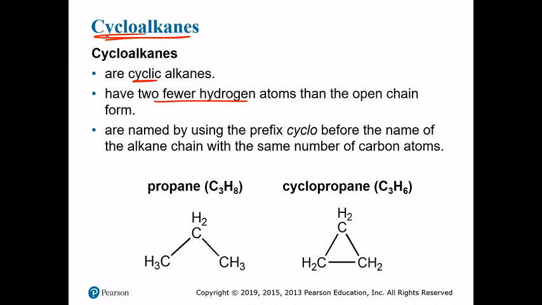The naming convention for these is very similar to the straight chains. The only difference is that you put a cyclo in front of it. So for instance, if you have an open-ended 3-carbon chain like this, that's propane. If you form a bond between the two end carbons, like you see here, first you have to get rid of a hydrogen from each of those carbons, which changes the formula from C3H8 to C3H6, and then you end up with cyclopropane. You have to add cyclo to the beginning of the alkane name.